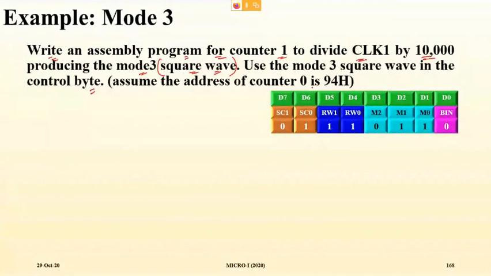Now here it is saying that assume the address of counter 0 is 94. By knowing the address of counter 0, we can easily decode the address of counters 1, 2, and the control word. Counters 0, 1, 2, and control word, that is the address. Then after that, we have to push the device into mode 3. For mode 3, we have to generate a control word, and that control word has to go to the control register, and done.